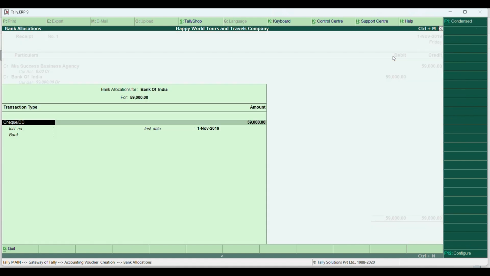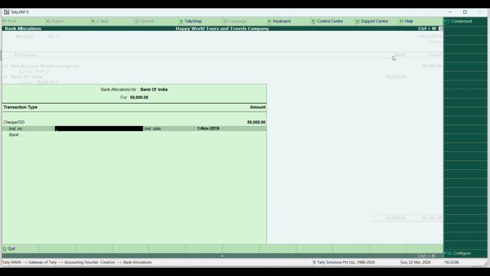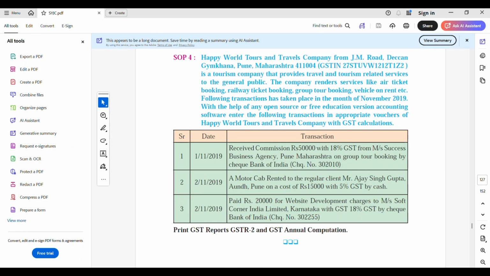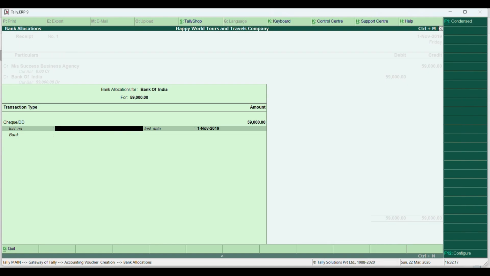Now here we have to note that we have to give the details of the cheque. So cheque amount will be 59,000. Now instrument number is nothing but your cheque number. Cheque number is 302010. So we are going to give 302010. Cheque date will remain the same.